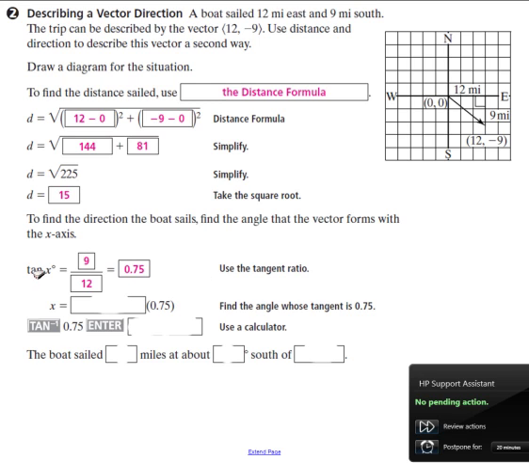Again, when we have this, our variable is in the trig function. In order to solve for it, once we get this far, we have to use the inverse, right? Inverse tangent to solve for the actual angle. Punch that into our calculator. We get 36.86 and so on. So the boat sailed 15 miles at about 37 degrees south of east. And again, 37 degrees south of east, we started east and we go south. So we're describing this angle in here.